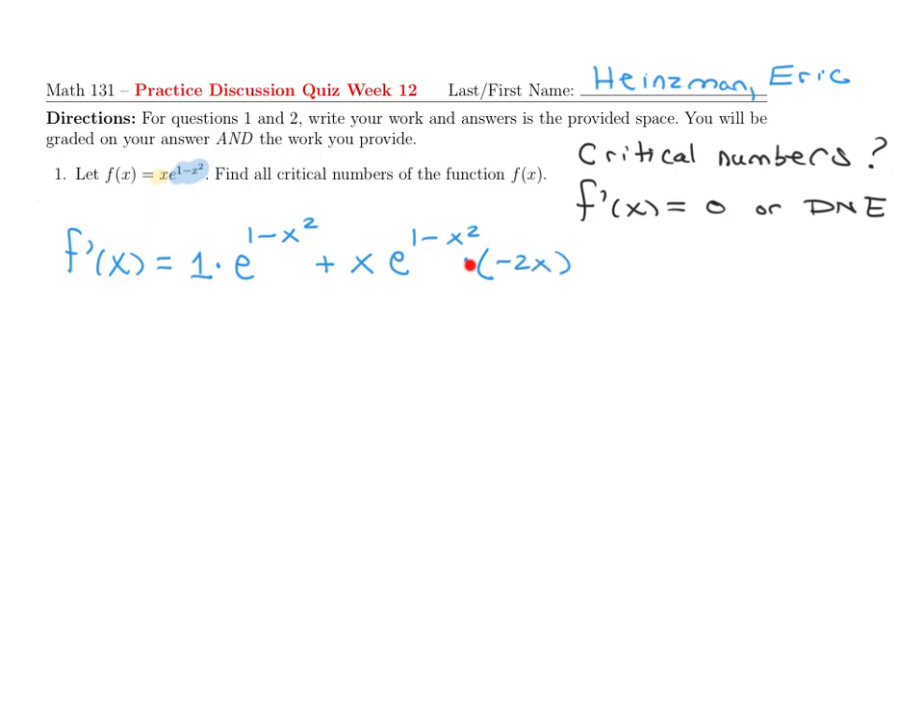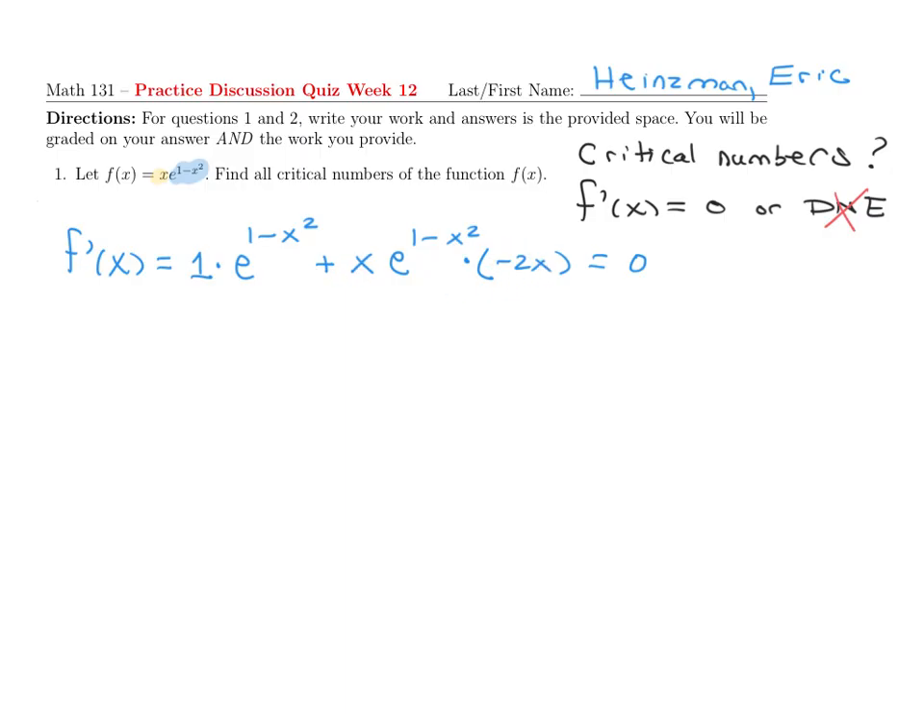Now, looking at this equation for the derivative, it always exists. So I have to check to see where it does not exist. Like, that's not going to happen. We only need to check to see where this thing is equal to 0. I'm going to try to simplify it a little bit. I don't need this 1. Maybe I'll call this minus 2x squared.